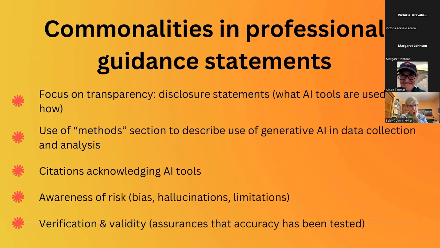Citations, acknowledging AI tools that are appropriate for the field and the type of material. Some level of awareness of risk, including bias, hallucinations, and other limitations. And then the focus on verification and validity. So journals want to see authors making assurances that they've tested the accuracy of all the generative AI materials they've used. So these are things that I saw professional organizations' statements having in common. And I think these actually could really inform the way you decide to talk to students about attribution expectations for generative AI in the classroom.